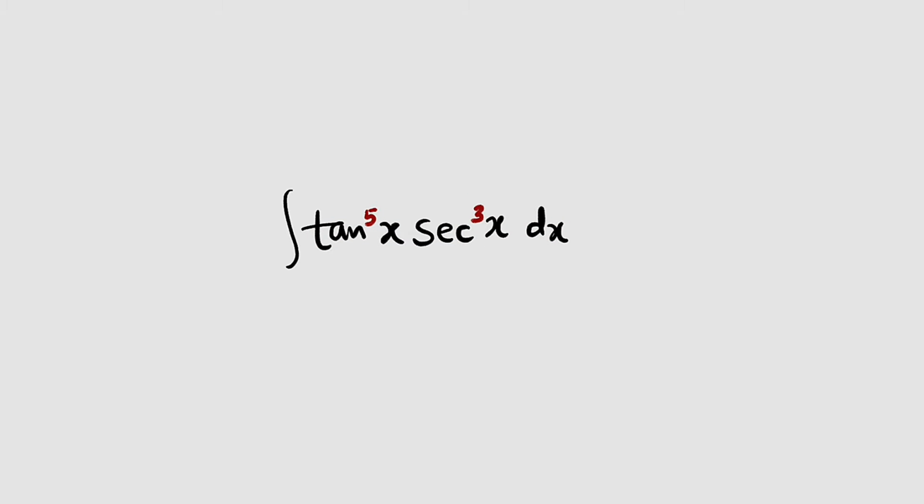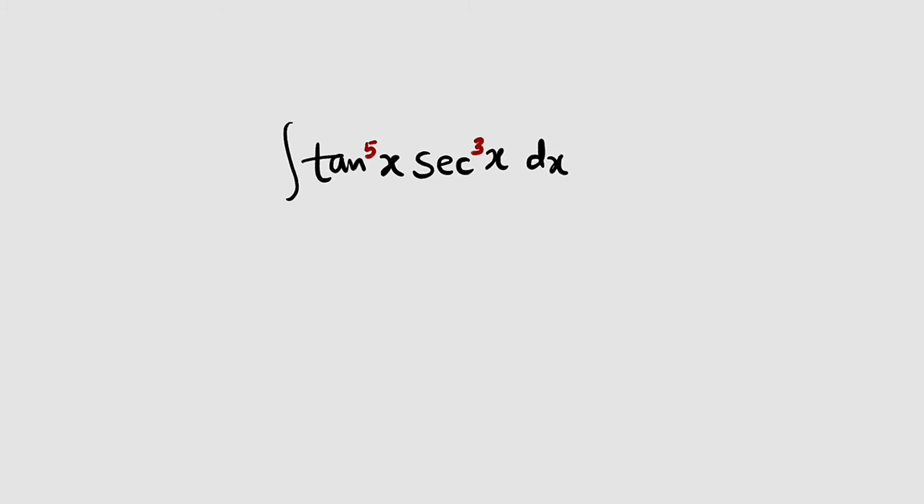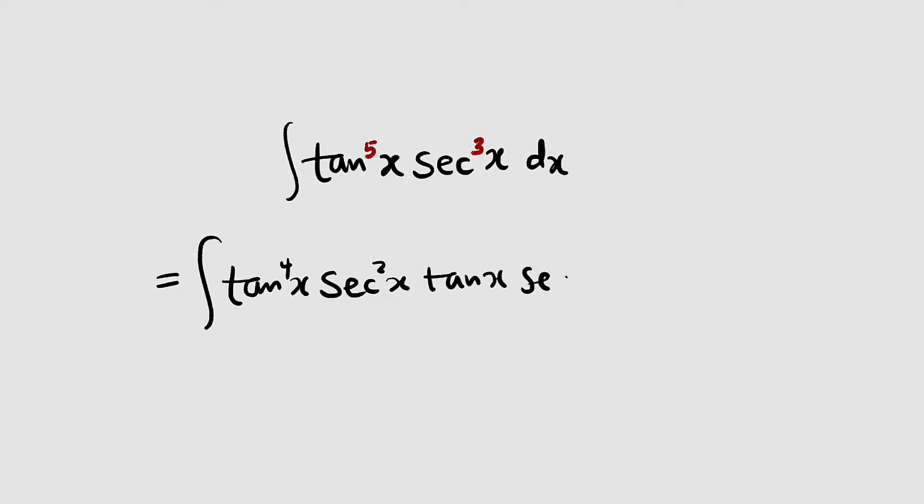First of all, I would like to express everything in terms of secant x. But before then, let us reduce them. This can also be expressed as tan to the fourth of x, secant squared x. We have one left here and we have another one left here. So we can write this as tan x secant x dx.